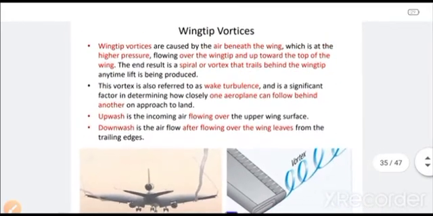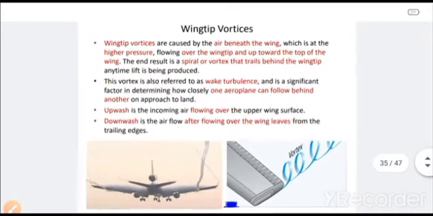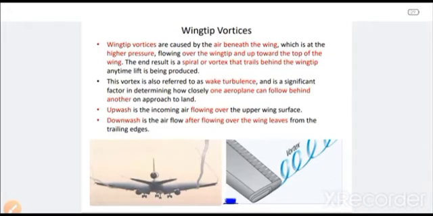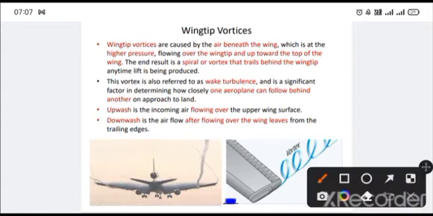Then we have wingtip vortices. Now what is this wingtip vortice? This is a very important thing, very important thing. Why? Because these are drags which do not allow the aircraft to move forward, which are caused normally at the wing tip.